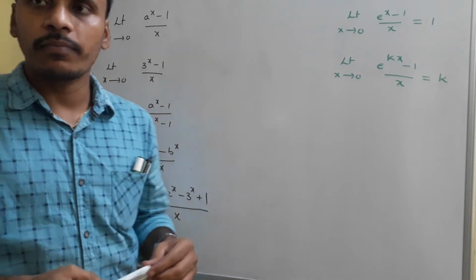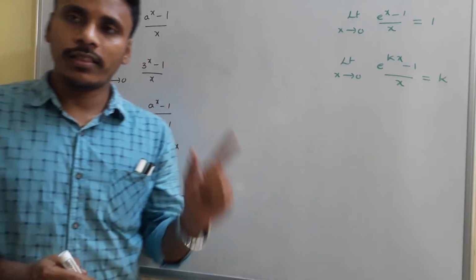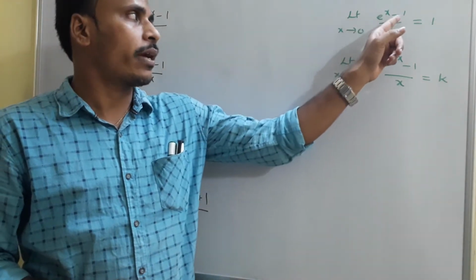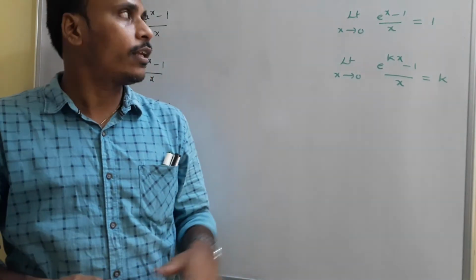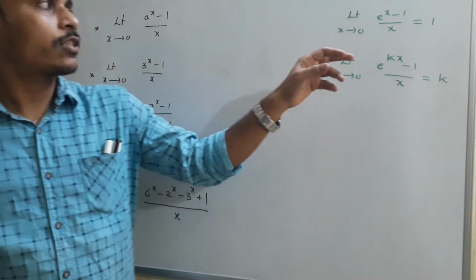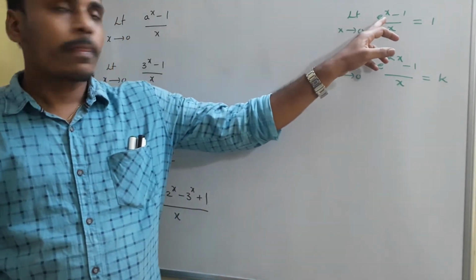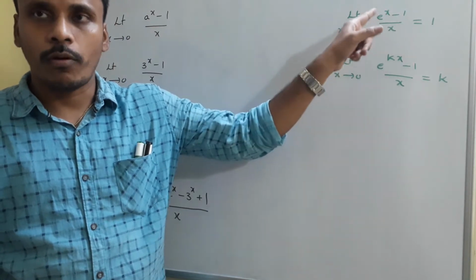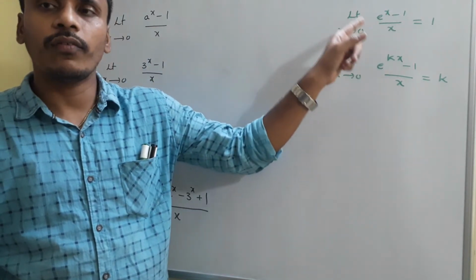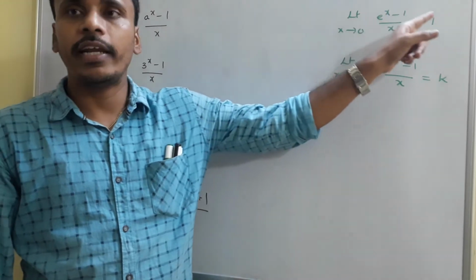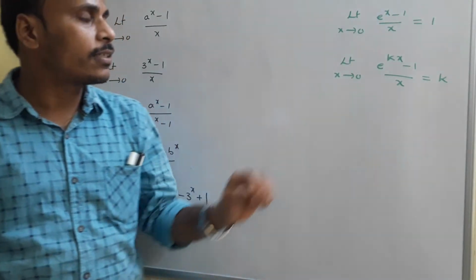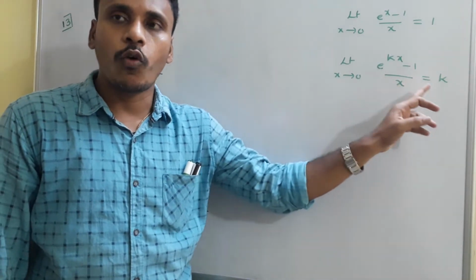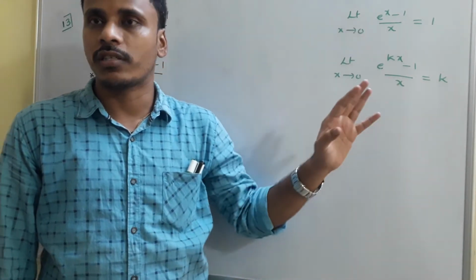We are discussing some standard limits. In the 12th point we discussed the limit as x tends to 0 of (e^x - 1)/x. When you replace x with 0 it is an indeterminate form, but to avoid that we use the series and we find it as 1. Similarly, the limit as x tends to 0 of (e^(kx) - 1)/x, we found it as k. Already we discussed these two things in the last class.